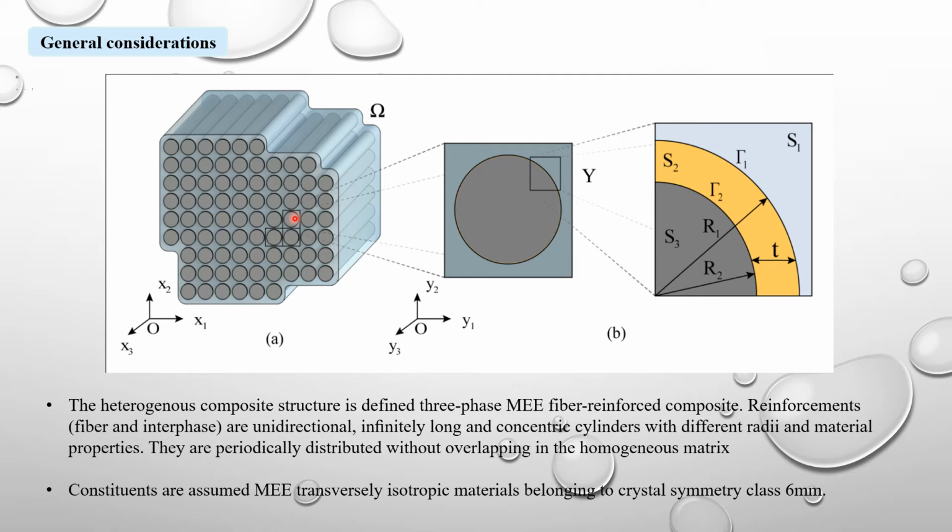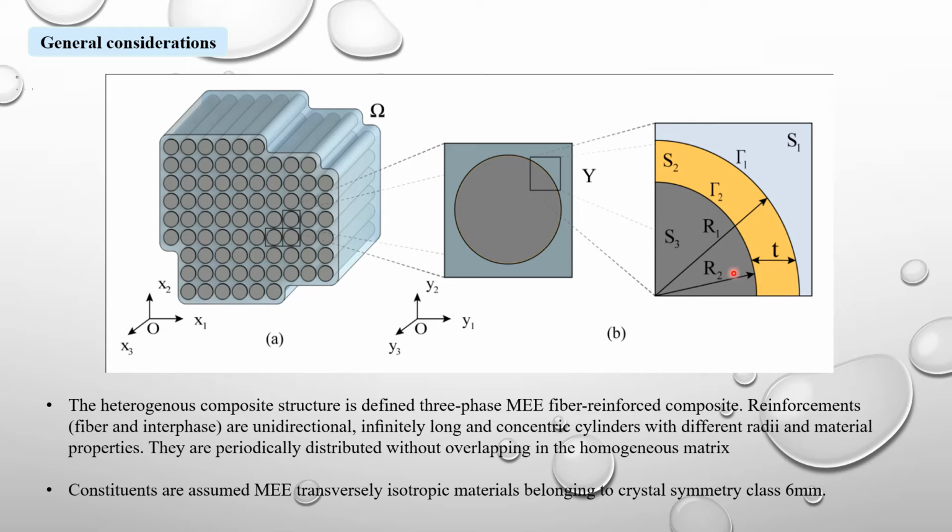General consideration. For the analysis, we consider a heterogeneous composite structure, defined as a three-phase magnetoelectroelastic fiber-reinforced composite. Reinforcements, fiber, and interface are unidirectional, infinitely long, and concentric cylinders with different radii and material property. They are periodically distributed without overlapping in the homogeneous matrix.